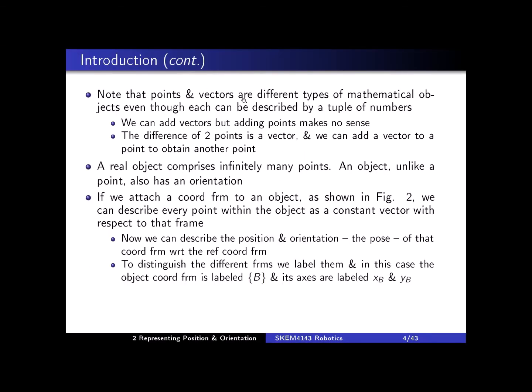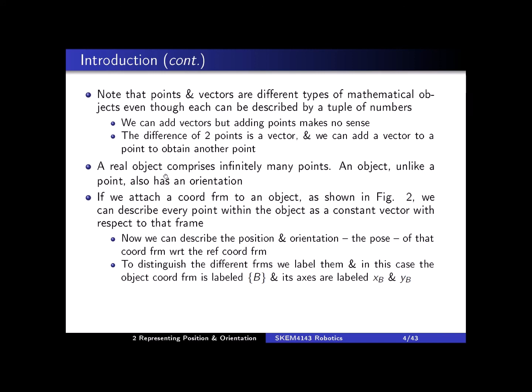Note that points and vectors are different types of mathematical objects, even though each can be described by a tuple of numbers. Points can be represented by a vector, but we cannot move a point around. And a vector, you know what is a vector? A velocity is a vector, and you know many quantities that are vectors. We can add vectors, but adding points makes no sense. The difference of 2 points is a vector, and we can add a vector to a point to obtain another point.